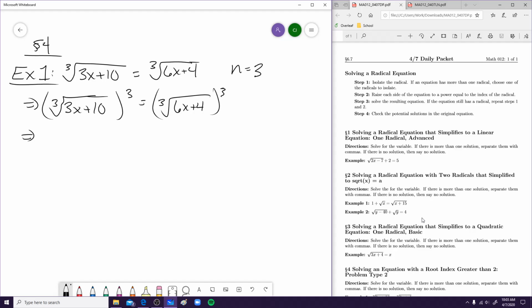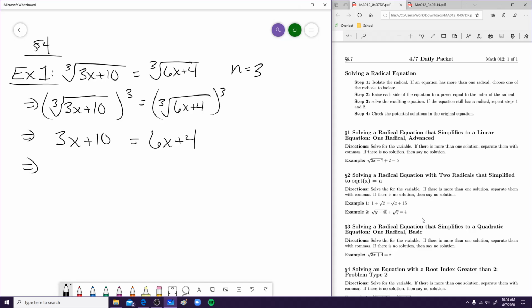So now, we take the cube root and we cube it. This just gives us 3x plus 10. Over here, same thing, so this is 6x plus 4. Since there are no more radicals, we can just solve for x. And because there's no x squared, we don't have to factor anything. So just solving for x like normal.